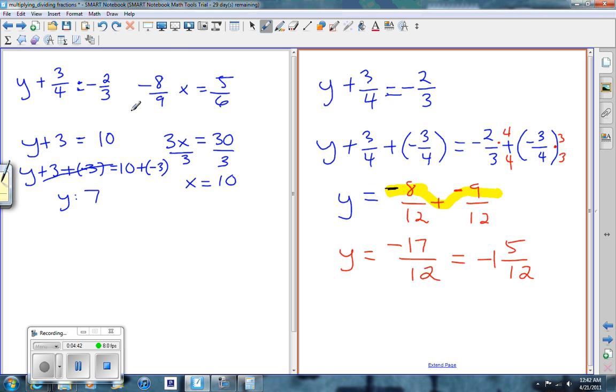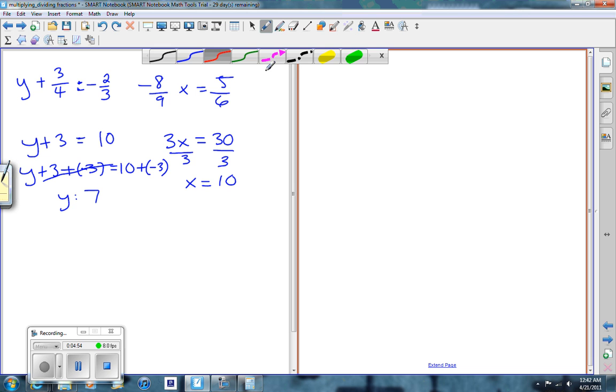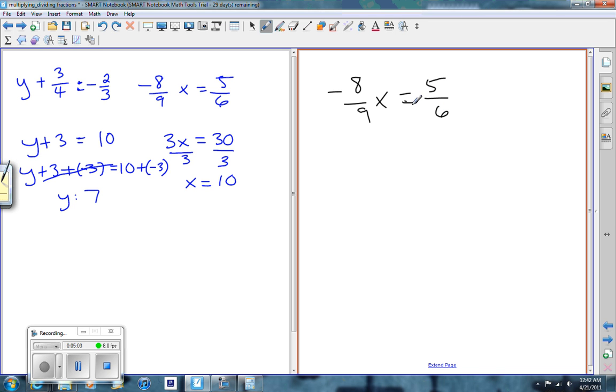Now, over here, this is the one that might look a little less familiar because there's another way you can do it. Negative 8/9 x equals 5/6. It's a tricky one to say. We learned before we had 3 multiplied by a variable equals 30. We had to divide both sides by 3 to kind of undo the multiplication. You can do that over here. They're multiplying by -8/9. You could say, well, I'm going to divide by -8/9 on both sides.